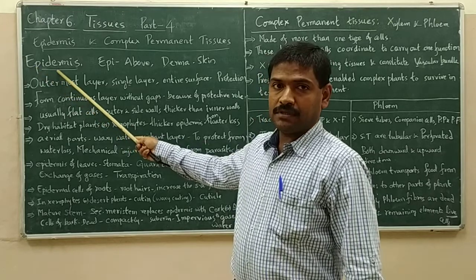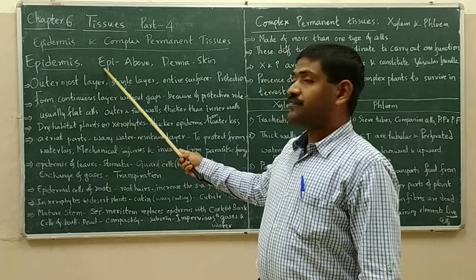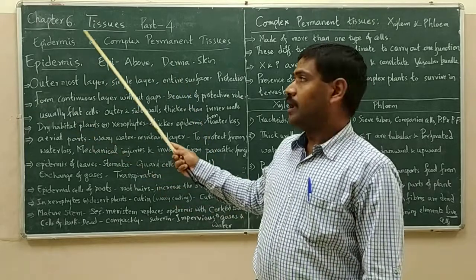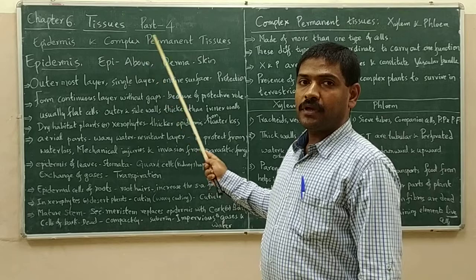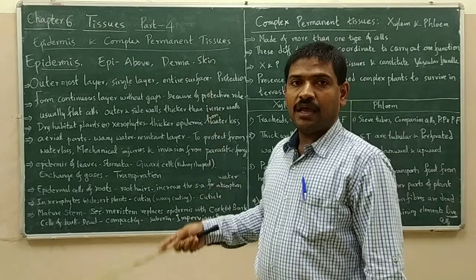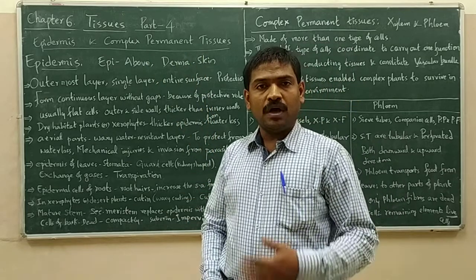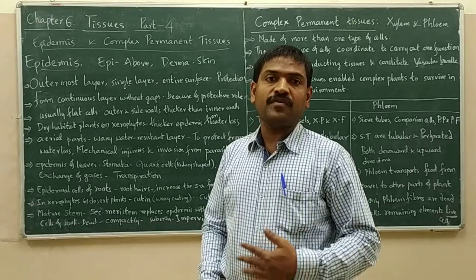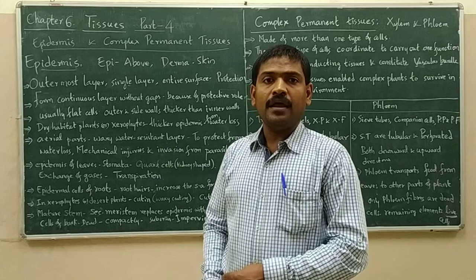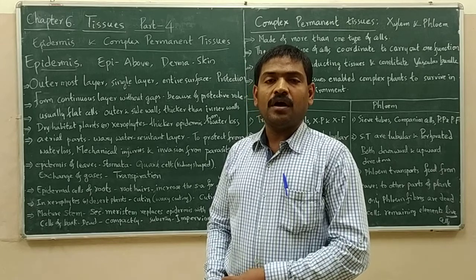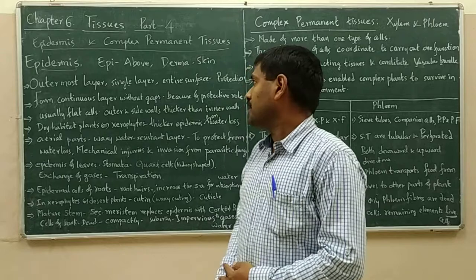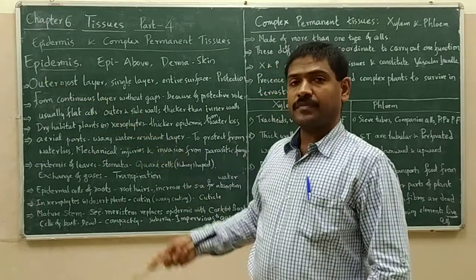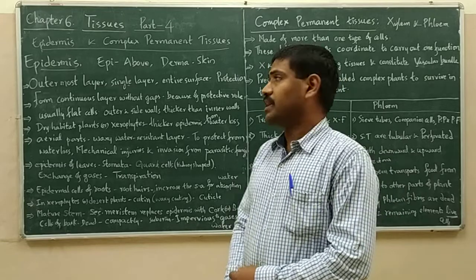The word epidermis comes from two words, epi and derma. Epi means above and derma means skin. Just as our skin is present above the entire tissues of our body, in the same manner, epidermis is present on the entire surface of the plant body, and it is the outermost layer and it is a single layer.